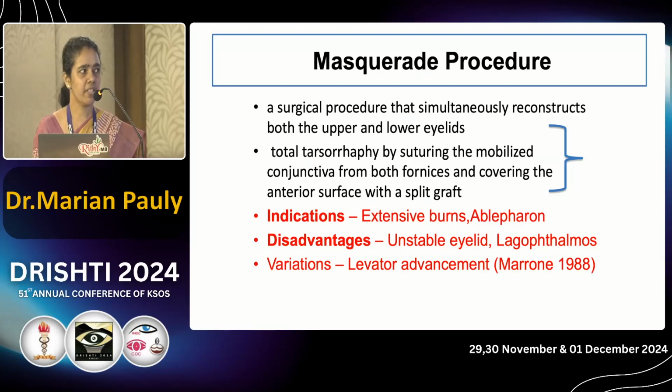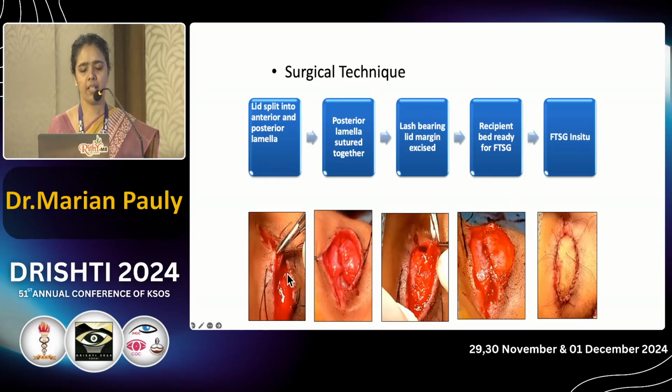This is a procedure used when both the upper lid and lower lid are deficient. Most of the time we come across either upper lid or lower lid deficiency, but if both lids are deficient, what can we do? This is a kind of total tarsorrhaphy, suturing the mobilized conjunctiva from both fornices and covering the anterior surface with a split graft. It is usually done in extensive burns, ectropion, etc. The problem is that the lid is unstable and can get lagophthalmos. I will just show the surgical steps. First, whatever lid is available is split into anterior and posterior lamella.